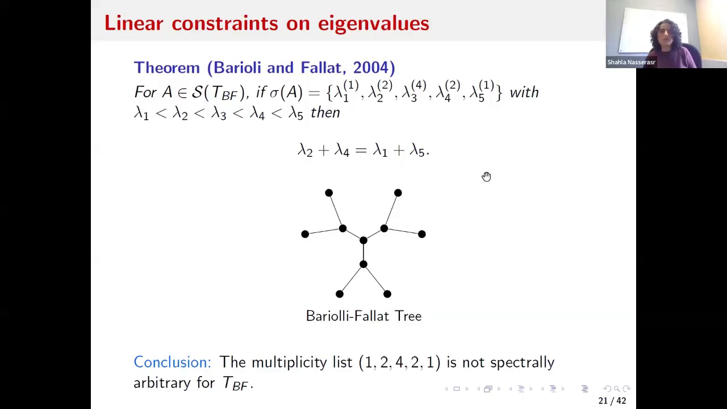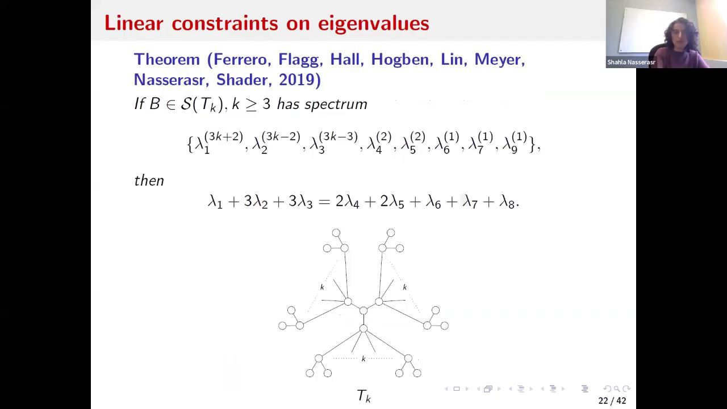So the sum of λ2 and λ4 must be the same as the sum of λ1 and λ5. And that means that this multiplicity list is not spectrally arbitrary. So what we did in this paper is to generalize this statement, giving infinitely many trees that are not spectrally arbitrary. If you look at this graph one more time, it's a K1,3 tree with 2 pendant vertices hanging from each of the leaves of the K1,3 tree. We do the same thing, except that from the K1,3 tree, we hang k pairs of vertices from each of the leaves. We call that T_k.